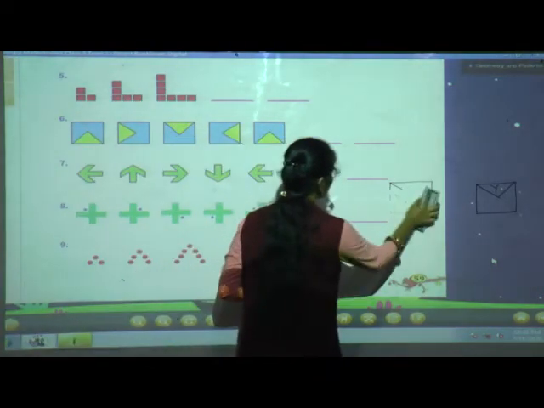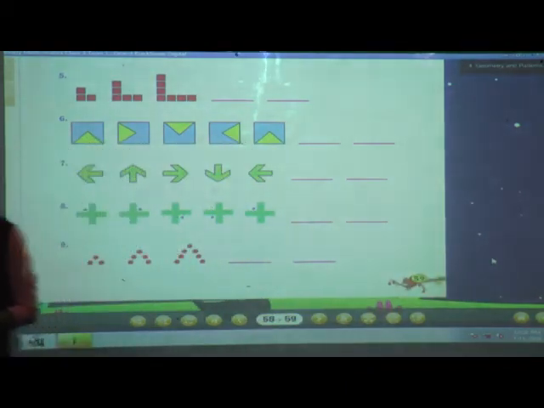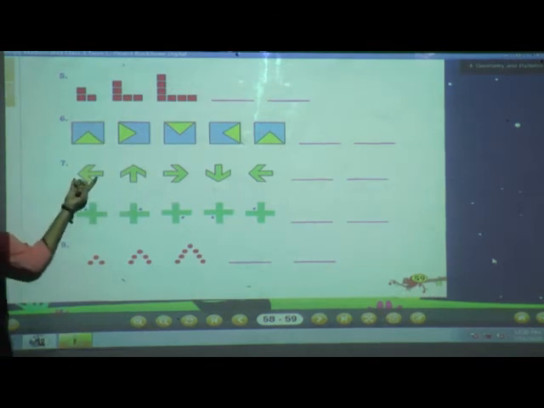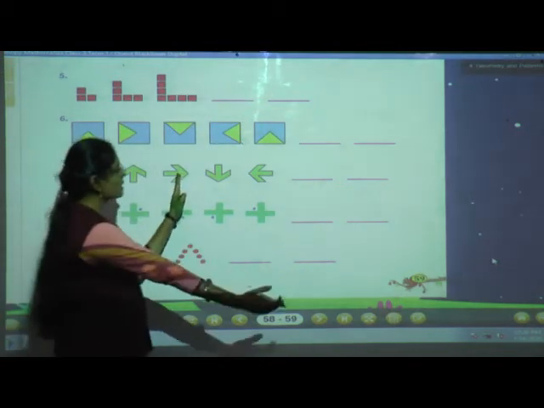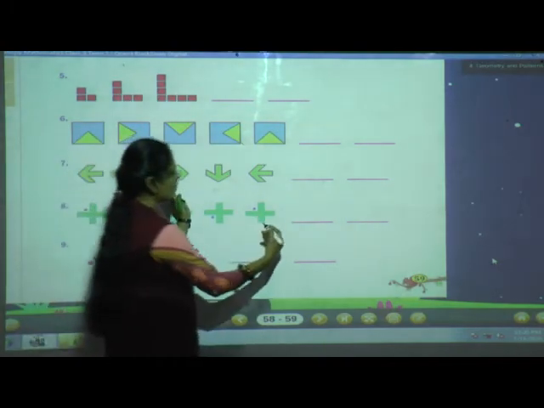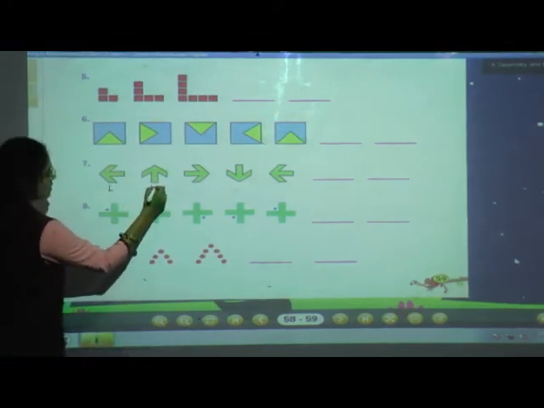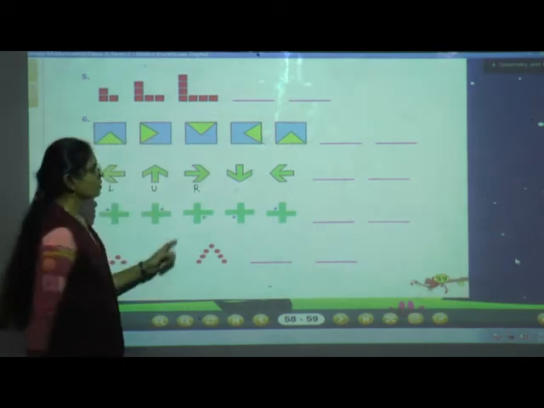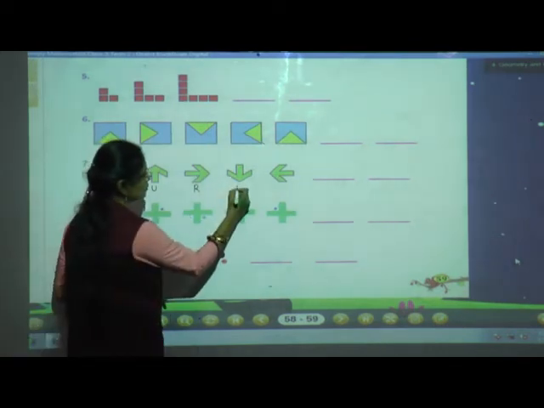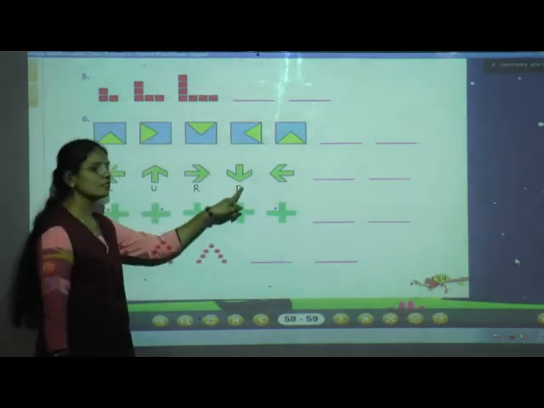If you will see the arrow, color is same, but only you have to turn the arrows. Now see this. It is first to the left side, then it is upstairs, then again it is right side, then down side, again left, after left. Yes, I'll write here left. This is up, U means up. This is right side. Again after right, it will come to down side. Okay, left, up, right, down.